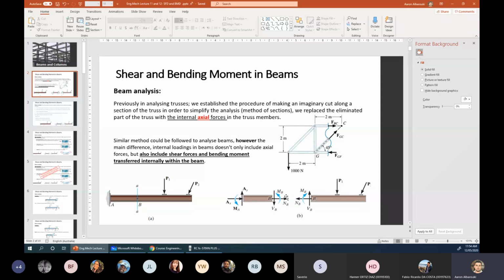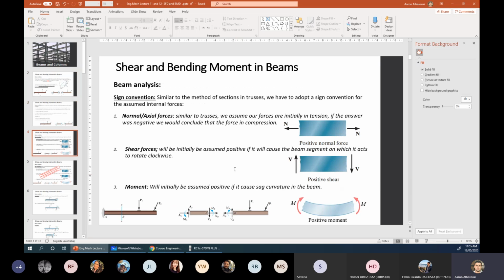The same thing for beams. I don't know if the moment will be rotating this way or that way. I don't know yet. We will calculate this. But we have to assume the correct sign convention, and in beams we all have to follow the same sign convention. So the sign convention says, if I need to add normal forces or axial forces, they have to be always in tension.